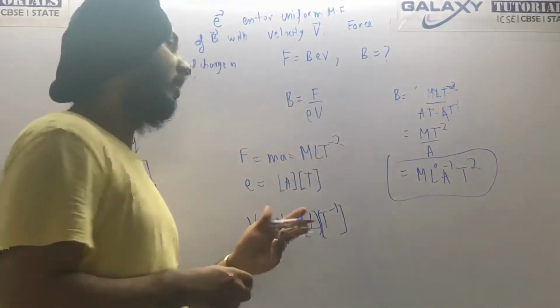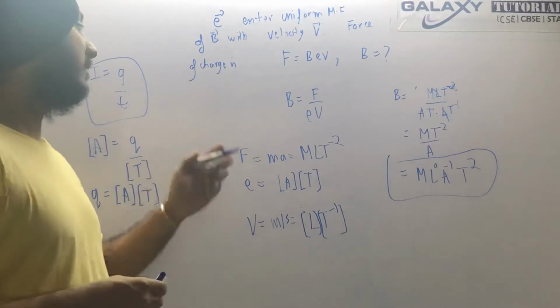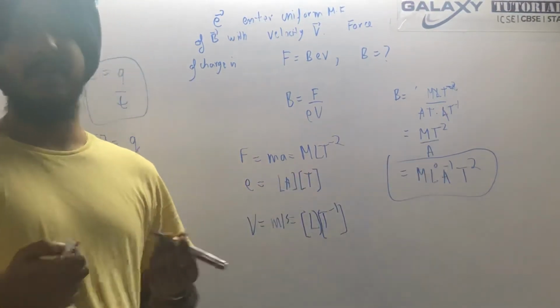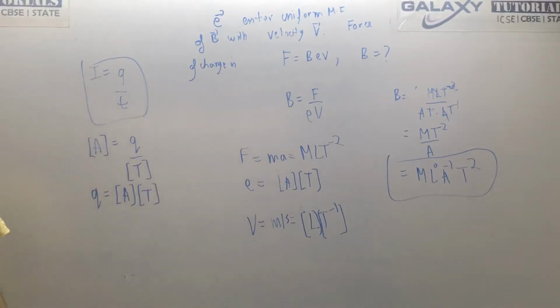I wrote L0 because you have to represent the answer in the form of L, so I wrote 0 on the top because L raised to the power 0 is 1. Okay, so this is the answer: M L0 A raised to the power minus 1 T minus 2. Now let us go to the next question.